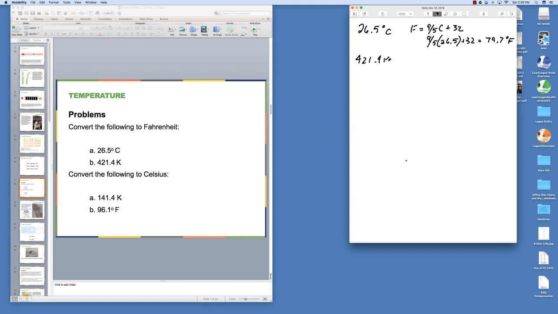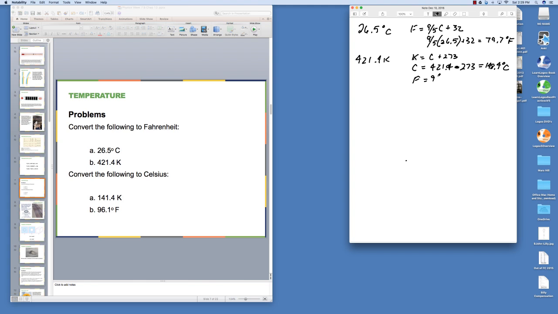Now if you start with a Kelvin term, 421.4 degrees Kelvin, like I said, you can't convert directly from Kelvin to Fahrenheit. So you have to first convert this to Celsius. So Kelvin is equal to Celsius plus 273. So you have to subtract 273 from this number. So C equals 421.4, and I'm just going to say minus 273 rather than 273.15. And if you do that subtraction, you get 148.4 degrees Celsius.